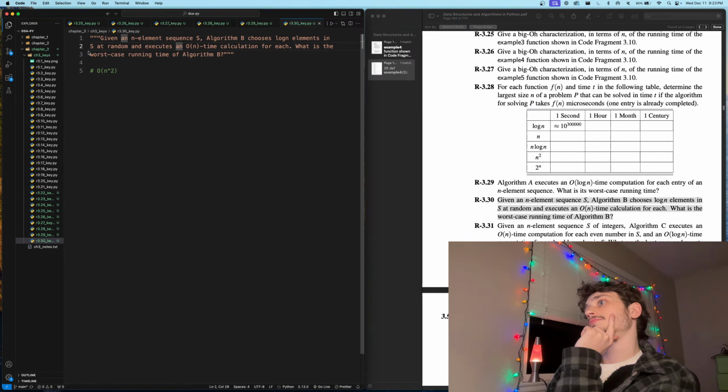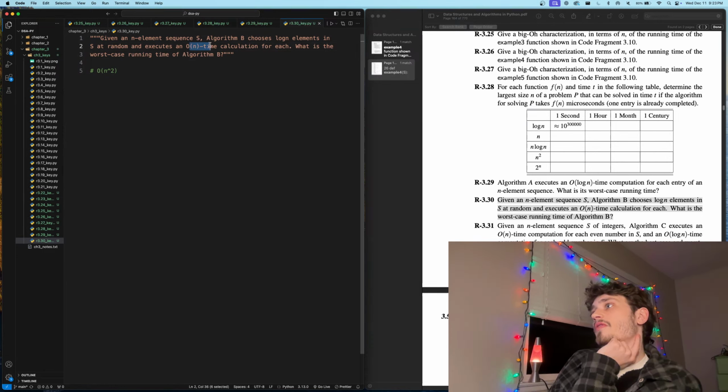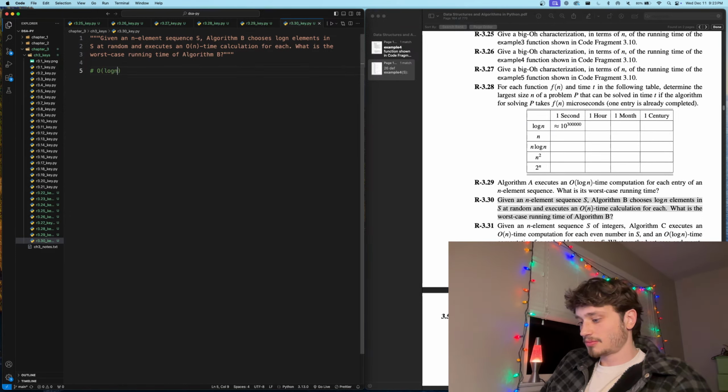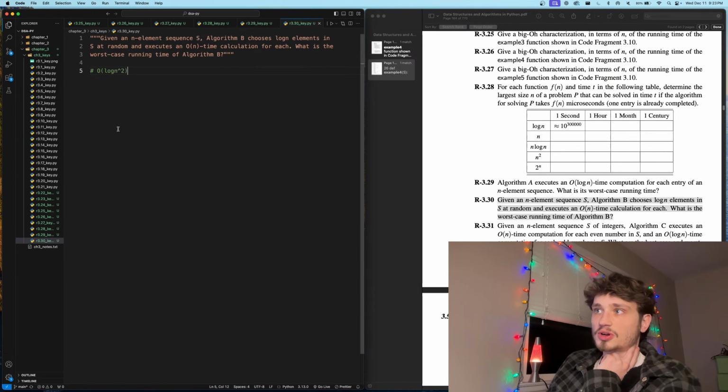And executes an O of n time calculation for each. So I'm thinking we definitely have like a for loop going on here with an O of n time calculation happening at the bottom of the for loop. So that's what's making me think that we have a log, is it log n squared? Can you have a time computation like that, or is it O of n squared?